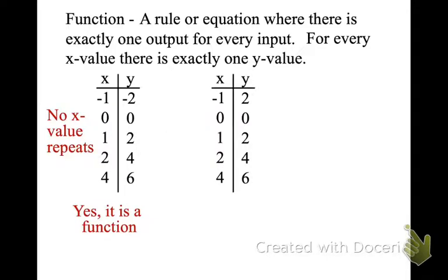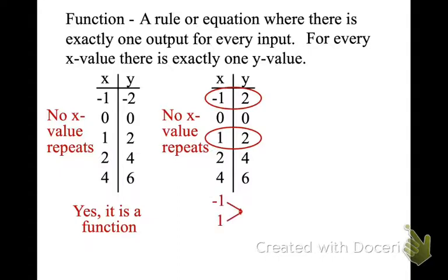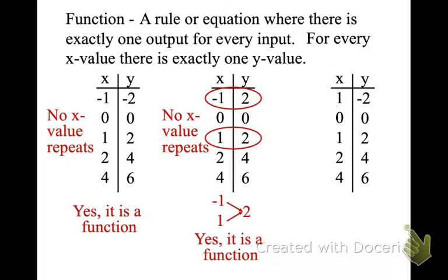On the next one, there's no repeated x values, so this would be a function. 1 and -1 are not repeated. They're different values because their signs are different. It doesn't matter if the y's repeat, it's the x's that can't repeat for it to be a function. Now we see that our x's repeat with the number 1, so this is not a function.